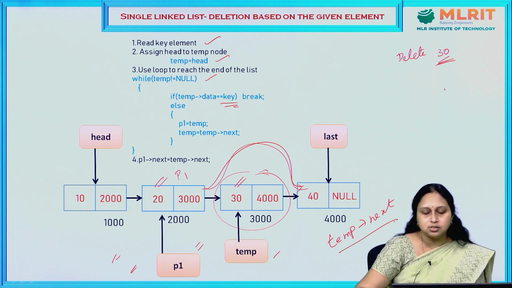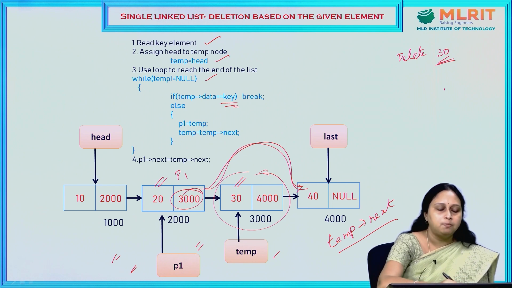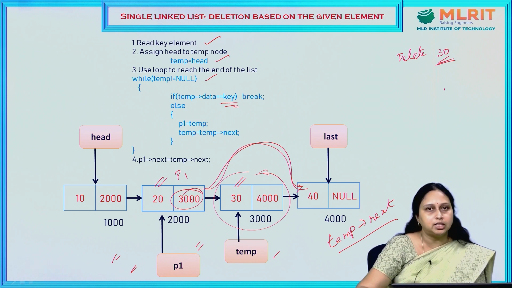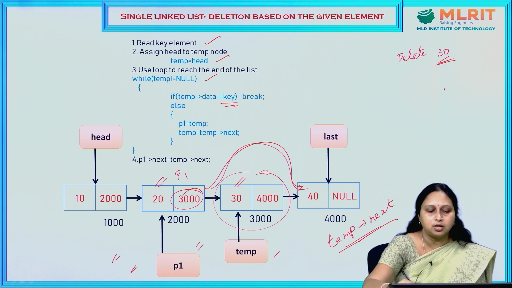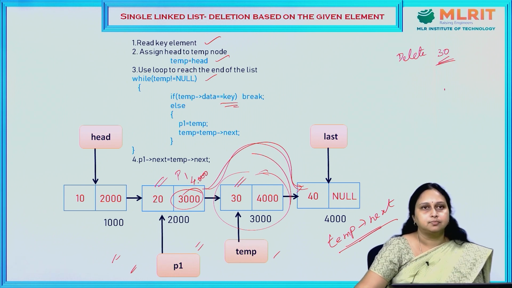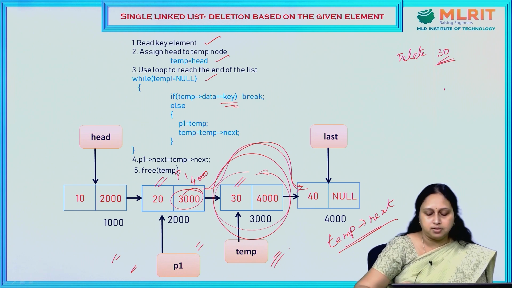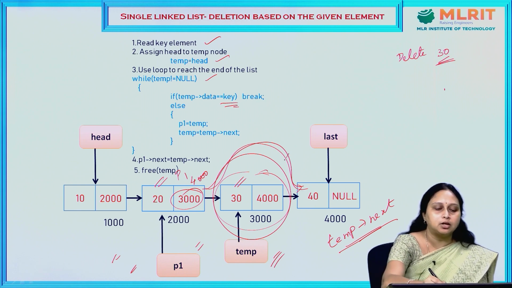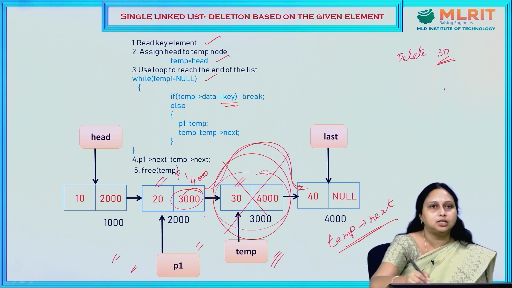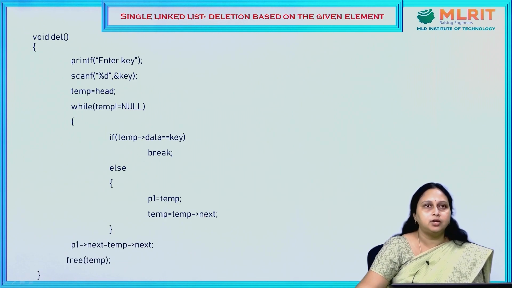Based on this, how are we going to make the connection? Here we are going to store in P1 arrow next, in that location, we are going to store temp arrow next, where we are going to get 4000 here. This is going to be deleted and we are going to store 4000 in this location. And then at last we are going to free temp. That means we are going to delete this particular node from here and make the connection from P1 to the temp arrow next node.